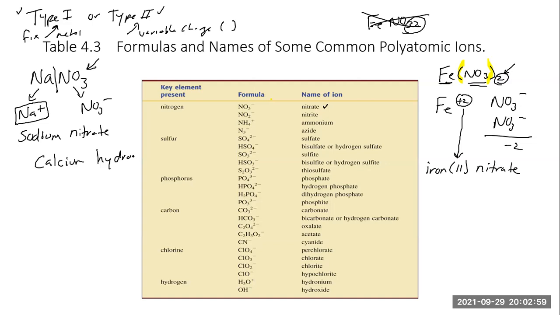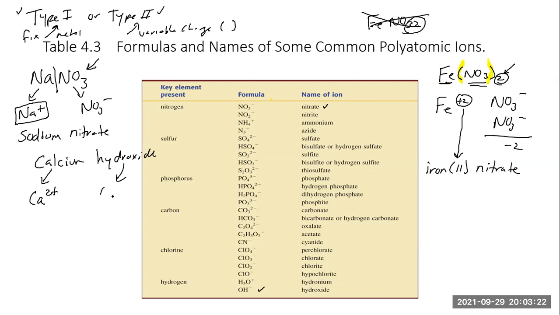So if we look at a couple more examples here, we have calcium hydroxide, and we want to write the formula. We would follow the same basic thing. This is calcium, which is group 2. It has a +2 charge. This is hydroxide, which was on this table somewhere. Where did I see it? Should be there at the very bottom. There it is.